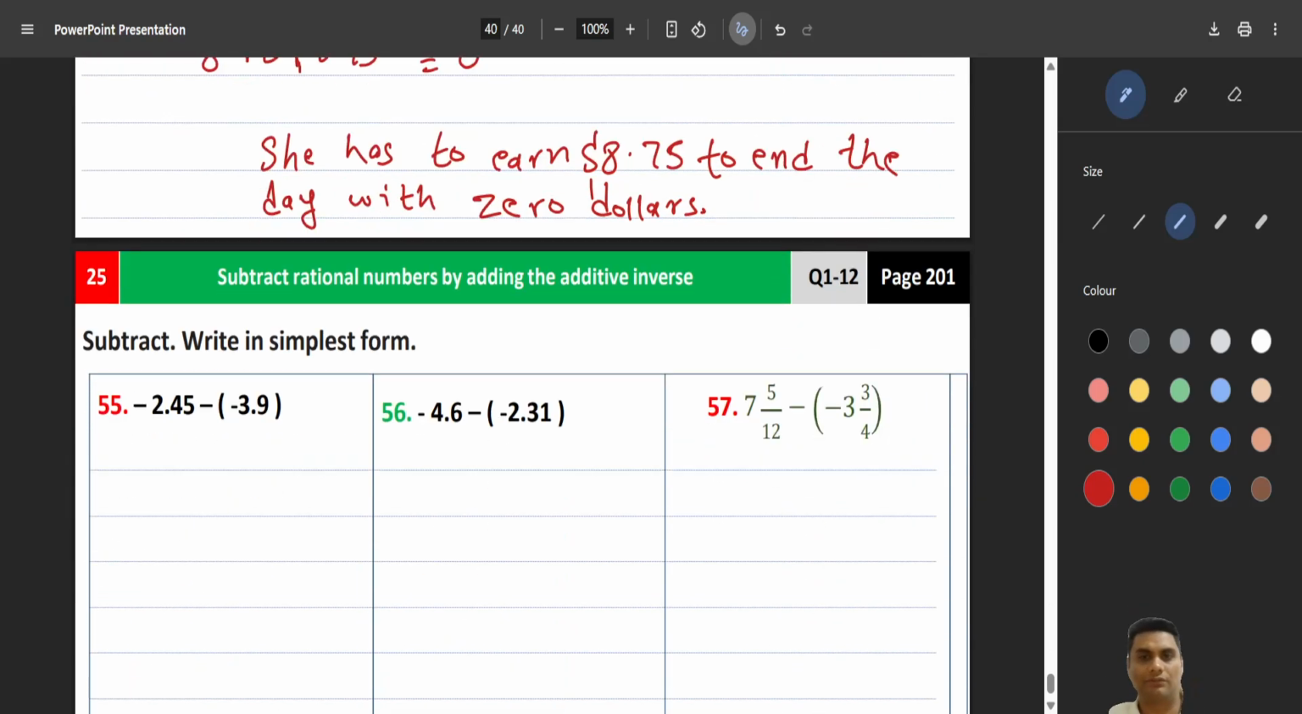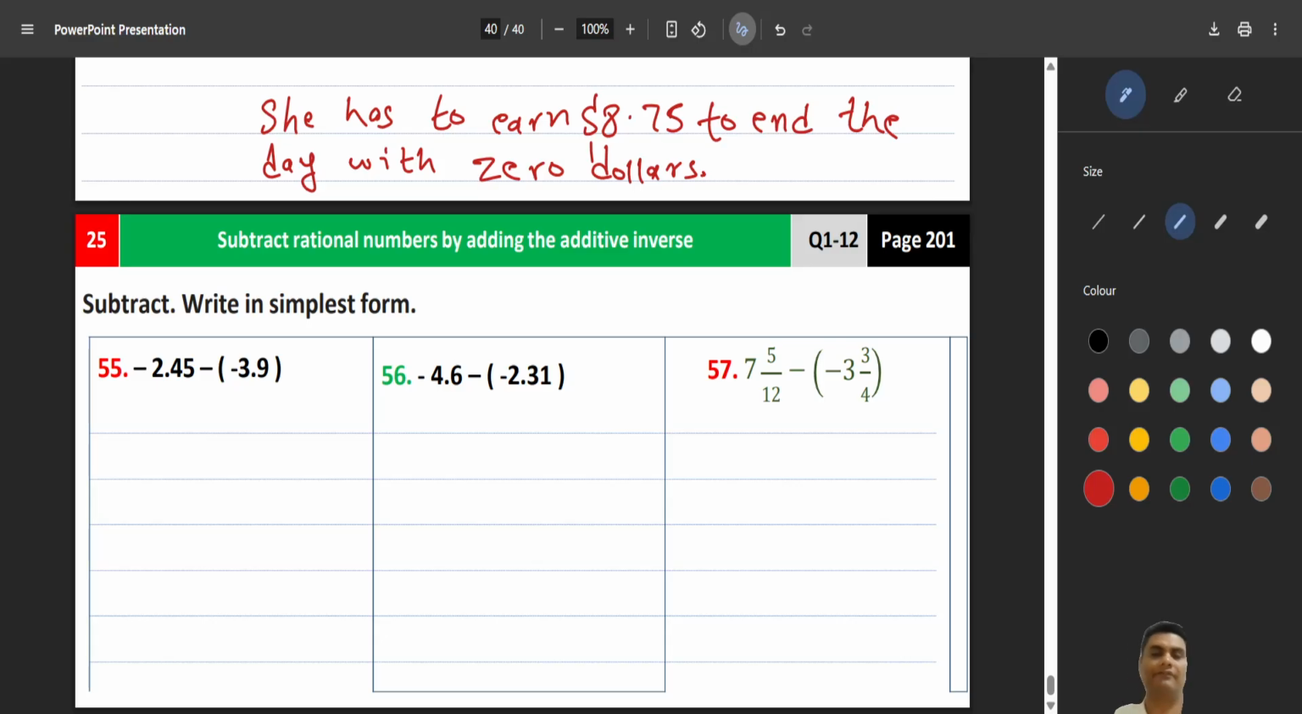Last question, number 25. It will be based on simple subtraction. Okay, let's solve it. Same rules. Okay, check. What do I have? I have same sign, so I will do plus.